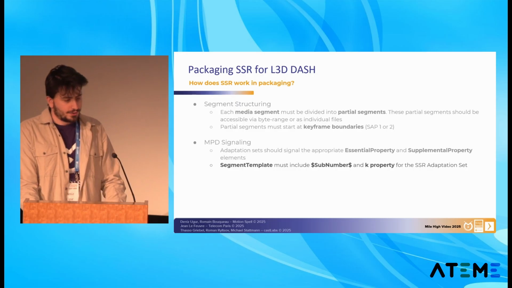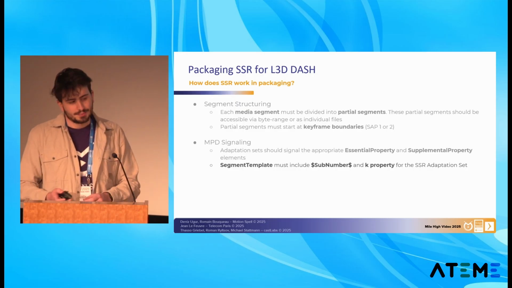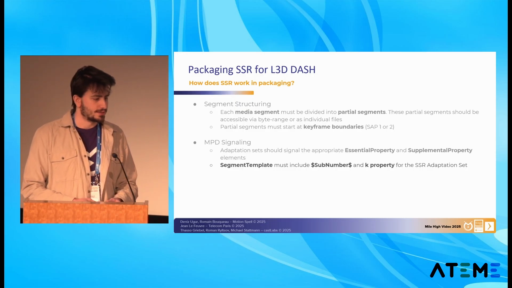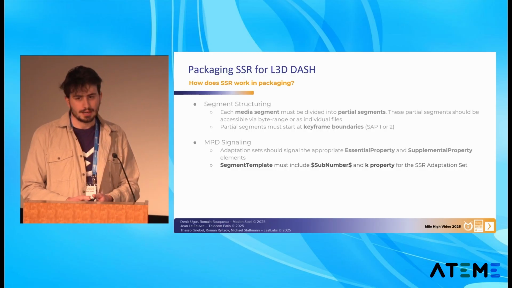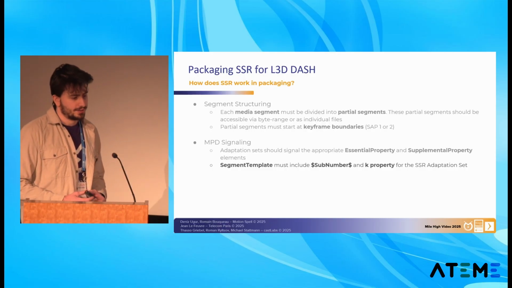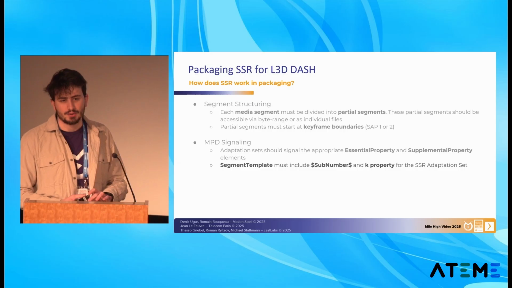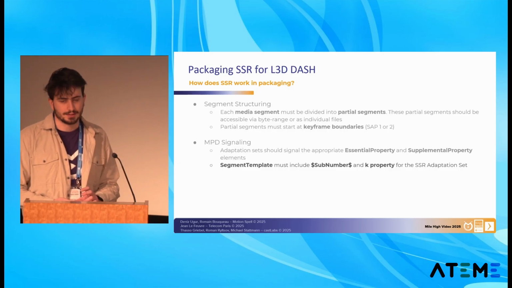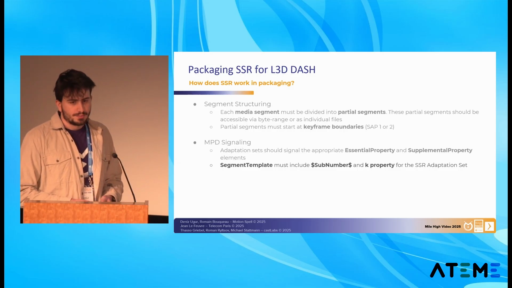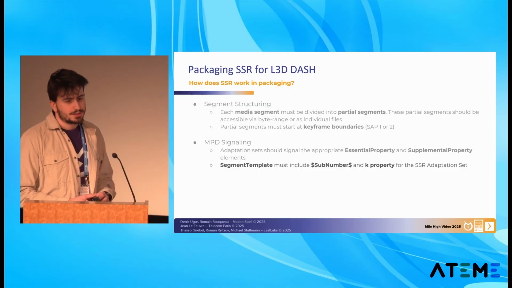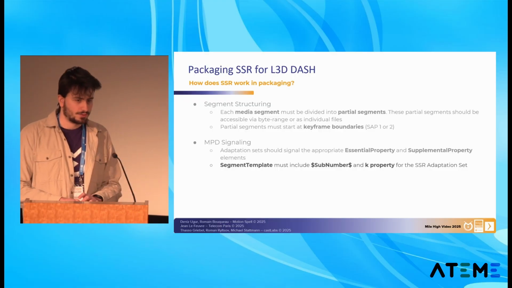The adaptation set for the tuning requires the segment template name to include subnumber and the K property. K property means how many parts there should be for each segment. And using these two pieces of information, the player can correctly derive which parts to fetch and how to fetch them.